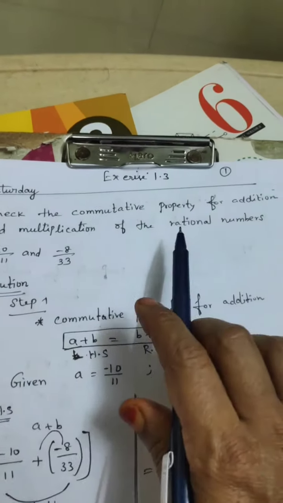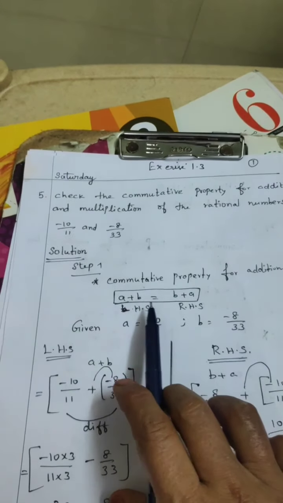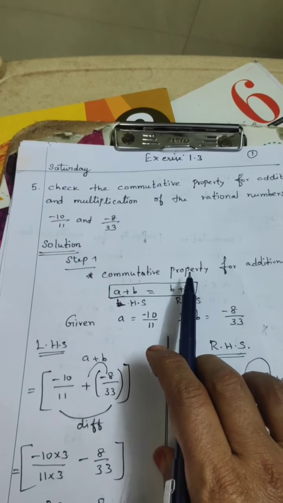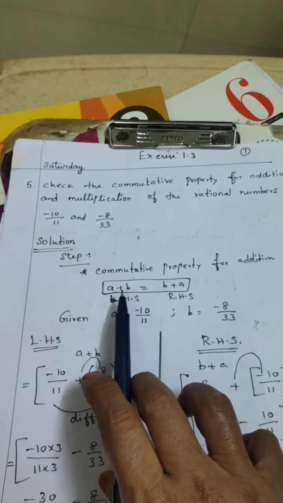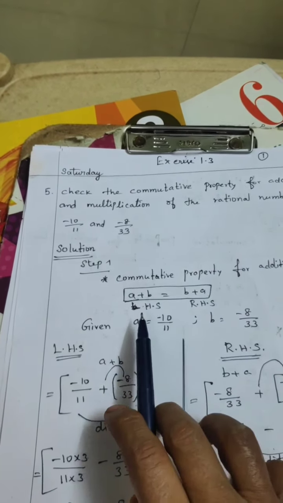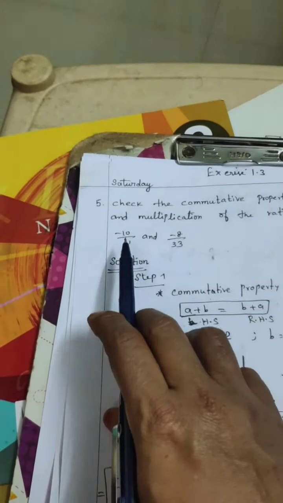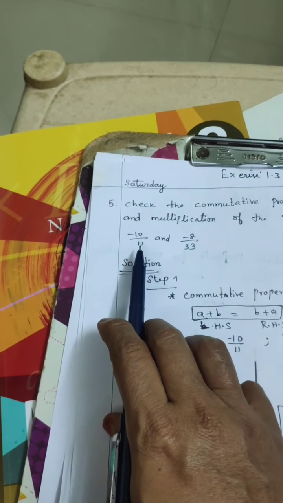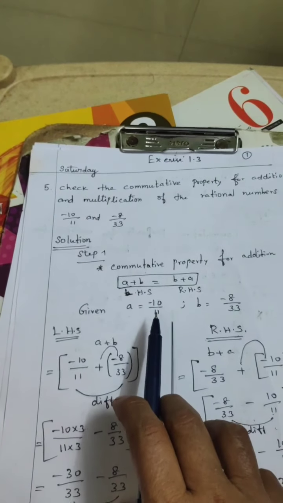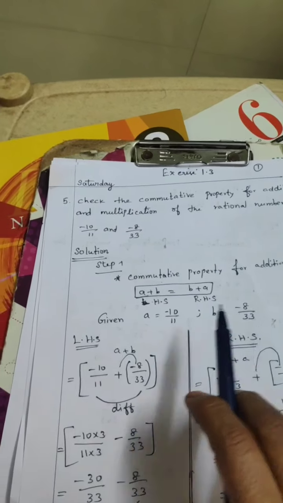Step 1, commutative property for addition. What is the formula? A plus B is equal to B plus A. See the tabular column, commutative property is there. Under addition, what is the formula? Read there. A plus B is equal to B plus A. Left hand side, right hand side. Here two rational numbers are given. The first one you select as A, the next value is B. A equal to minus 10 by 11, B equal to minus 8 by 33.